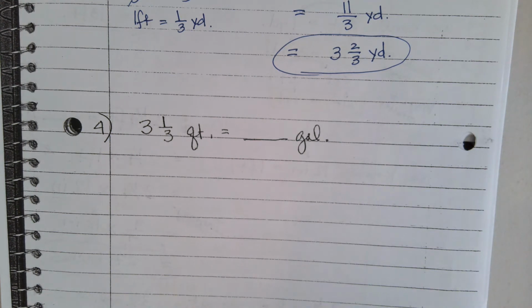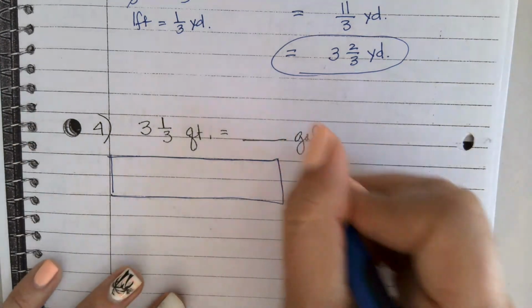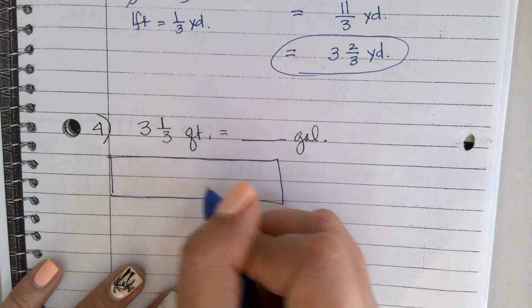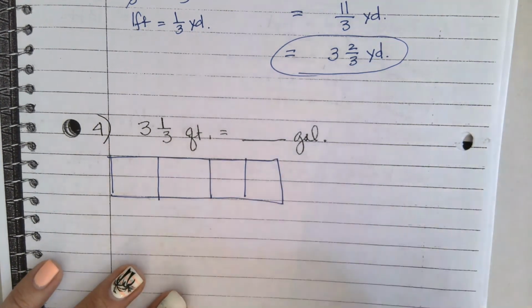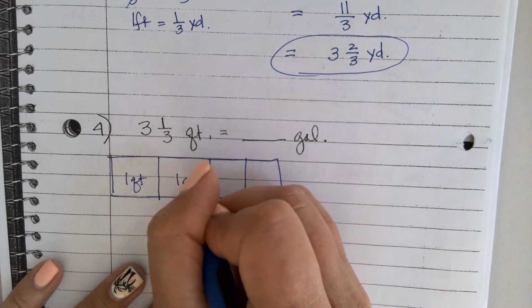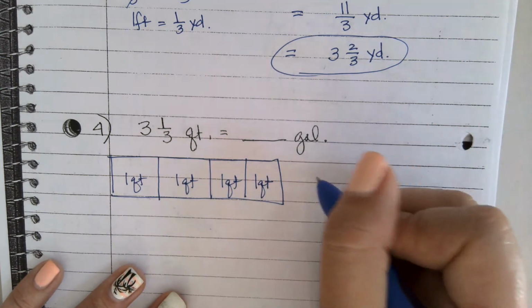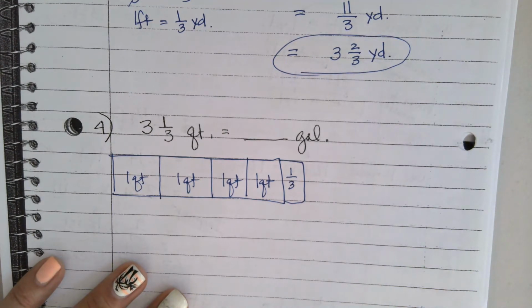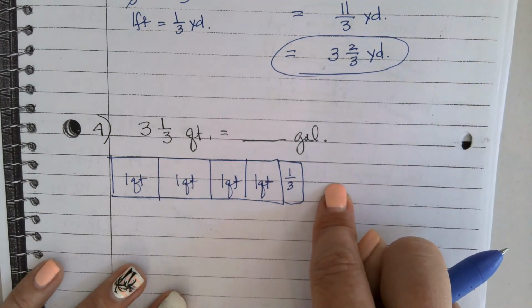All right. Do you want to draw a tape diagram? We can. So we know how many quarts are in a gallon. One quart, 1 quart, 1 quart, 1 quart, right? And then we have this little 1/3 of a quart here. Are you with me? And we're trying to figure out how many gallons this equals, right?